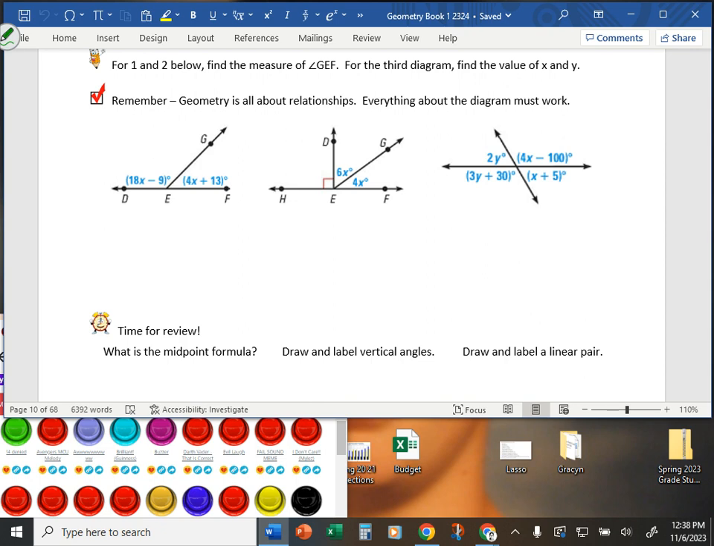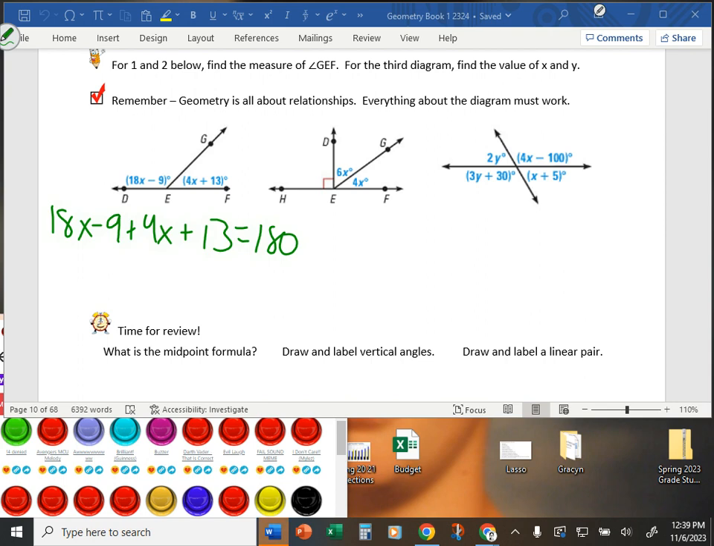Well then, for a quick review, what equation can we set up for that first one? Jocelyn? 18x minus 9 plus 4x plus 13 equals 180. How do you get 13? Basically, the sum of the two angles there has to add up to 180. They are a linear pair. They are supplementary. So 18x minus 9, our first angle, plus 4x plus 13, our second angle, have to add up to be 180.